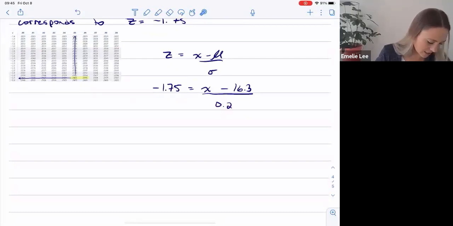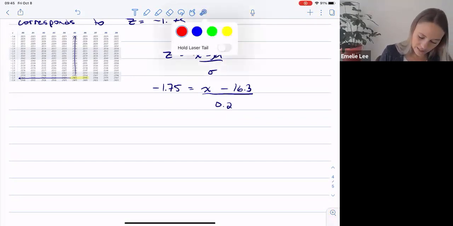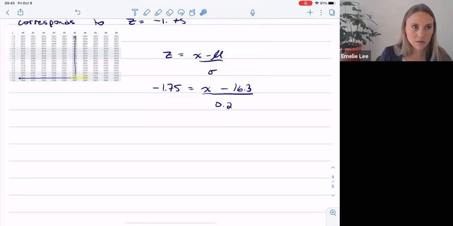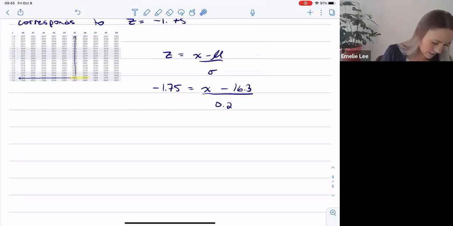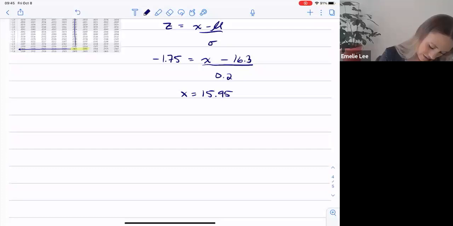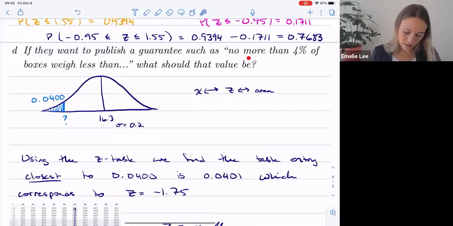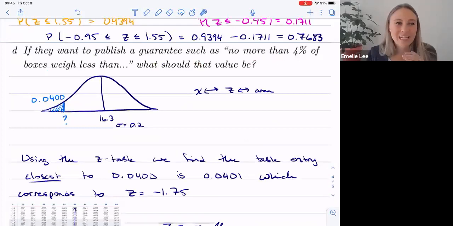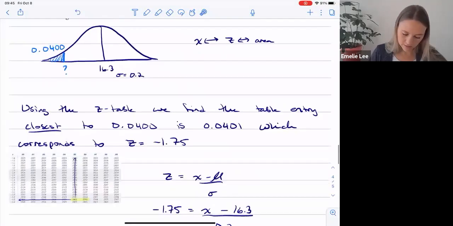So I need to multiply both sides by 0.2. So negative 1.75 times 0.2. And then I need to add 16.3 to both sides. So plus 16.3. I get an X of 15.95, which means that our guarantee is no more than 4% of boxes weigh less than 15.95 ounces. That's a pretty good guarantee.